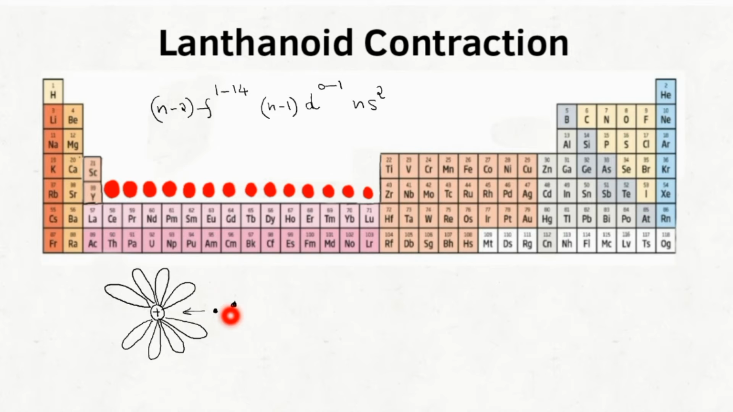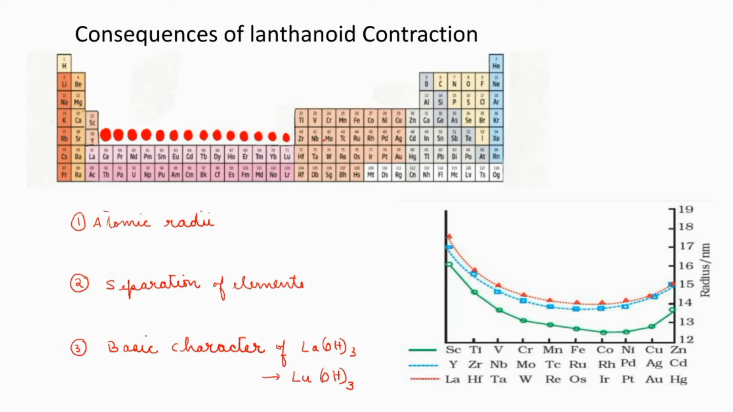So due to that, the outer electrons which are present in d and s will be strongly attracted towards the nucleus. Correct, no? So due to that, the size of the atoms gradually decreases, right? This is what we call lanthanoid contraction. Clear? Now let's see what are the consequences of lanthanoid contraction.